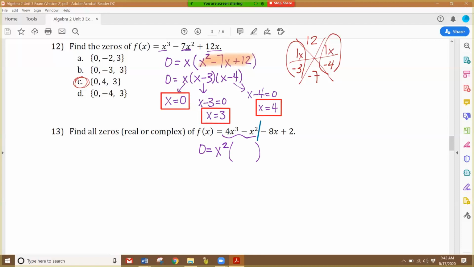If I factor out x squared from both of those, 4x to the third, take out x squared is just 4x. Tricky thing, if I take negative x squared and I take out x squared, there's a negative 1 that lingers there. Because x squared divided by x squared is 1, and then you have a negative divided by positive, so it's negative. A lot of times students want to leave that term out.